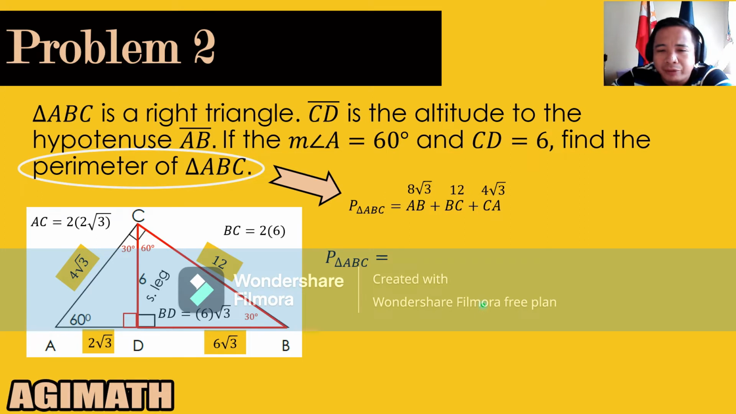recalling our lesson about radicals, we can combine like terms. 8 square root of 3 or like radicals, similar radicals. 8 square root of 3 plus 4 square root of 3, that will be equal to 12 square root of 3 plus 12. And since this cannot be combined or simplified further, then this is our final answer. Therefore, the perimeter of triangle ABC is 12 square root of 3 plus 12. And that's it.